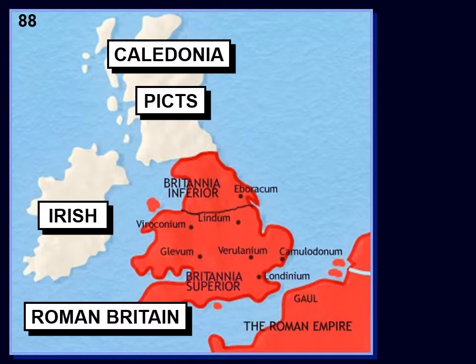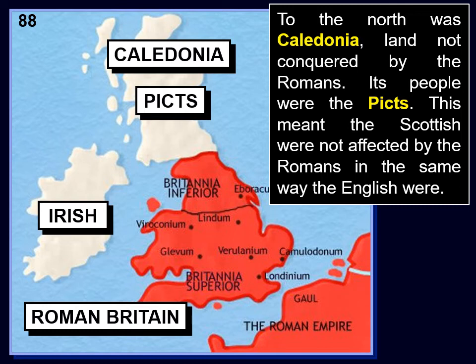To the north was Caledonia, land not conquered by the Romans. Its people were the Picts. This meant the Scottish were not affected by the Romans in the same way the English were.